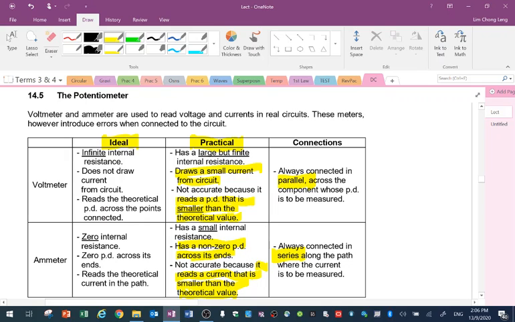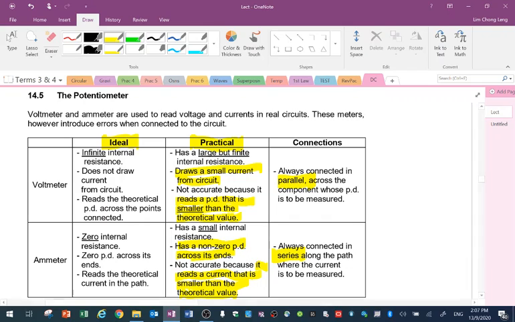So this one you have to know, because the meters that we use in the labs are never perfect, all right? So how are they connected? The voltmeter is connected parallel to the component, and the ammeter is connected in series with the component, right? So you can read the details yourself.